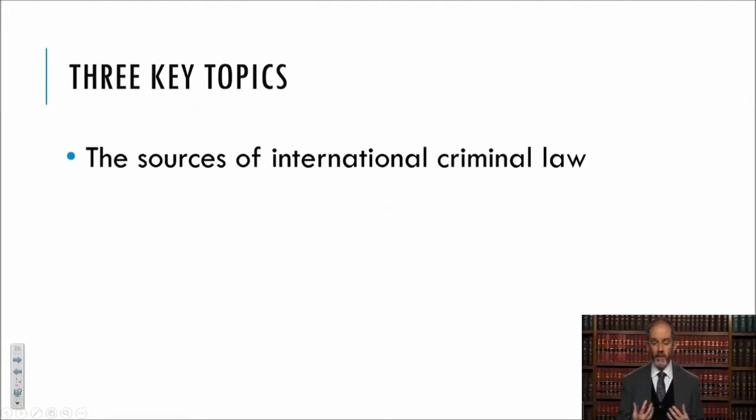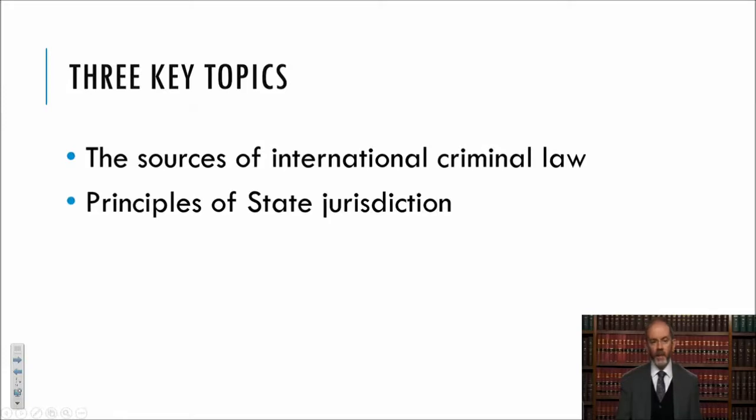So we're going to be talking about the sources of international criminal law. Where did the law that prosecutors like Jackson at Nuremberg or Prosecutor Bensouda at the International Criminal Court, where does that law come from? Then we're also going to be putting this in the context of state jurisdiction.